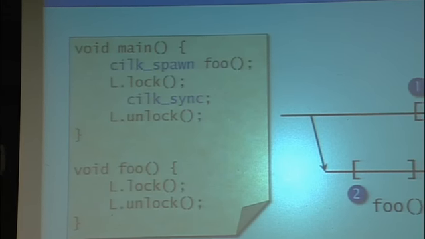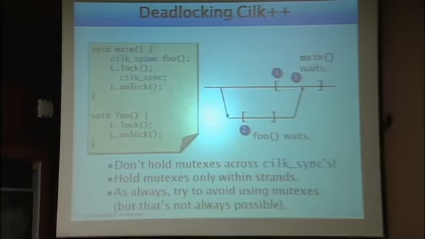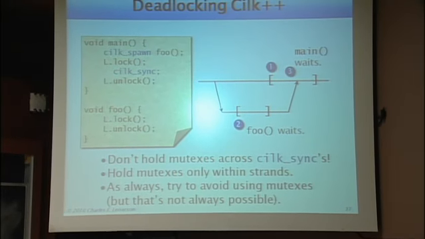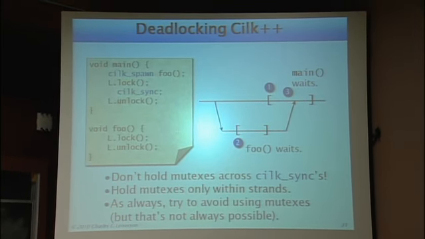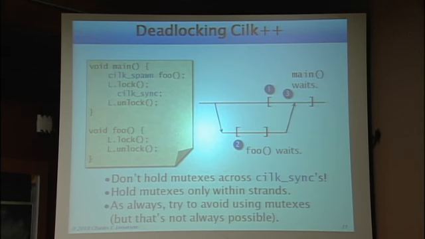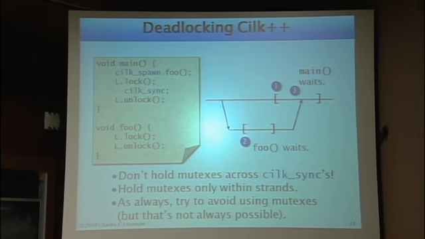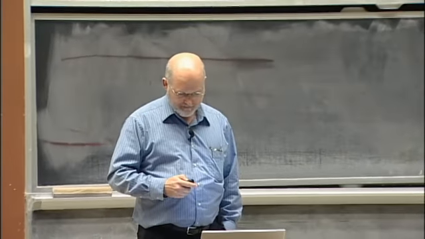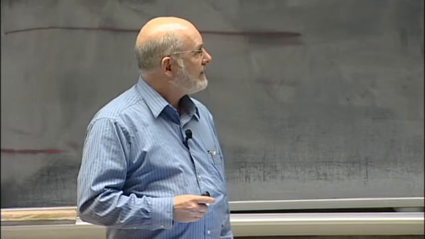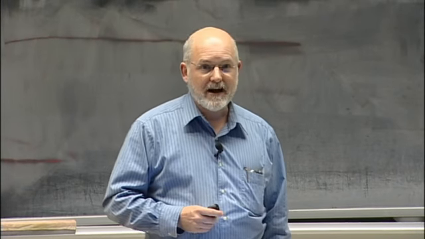So let's see. As always, try to avoid using mutexes, but that's not always possible. In other words, try to do deterministic programming. That helps too. And on your homework, you had an example of where deterministic programming can actually do a pretty good job. Okay. The next anomaly I want to talk about is convoying.